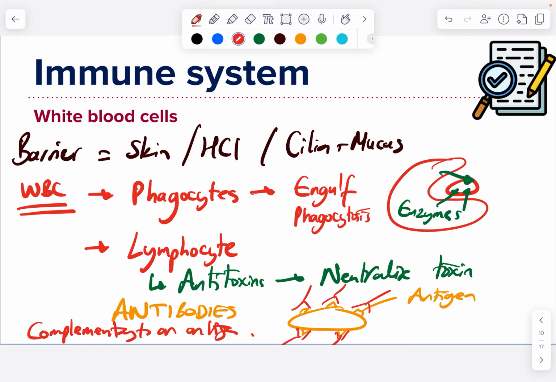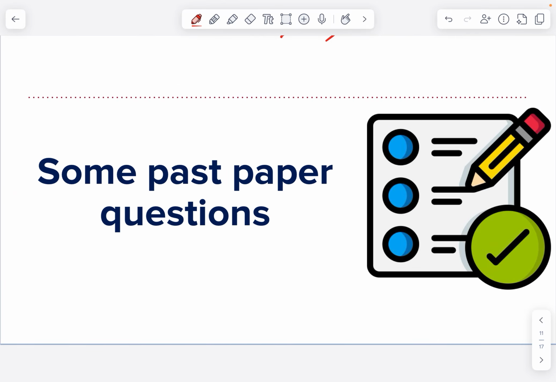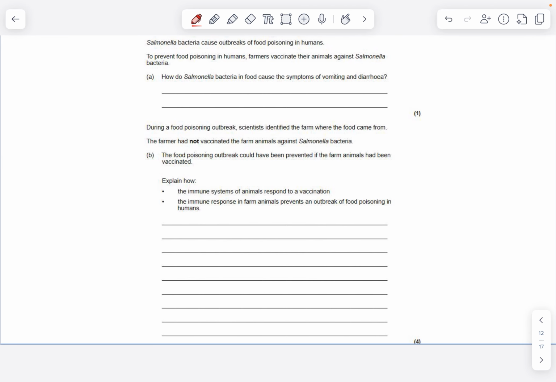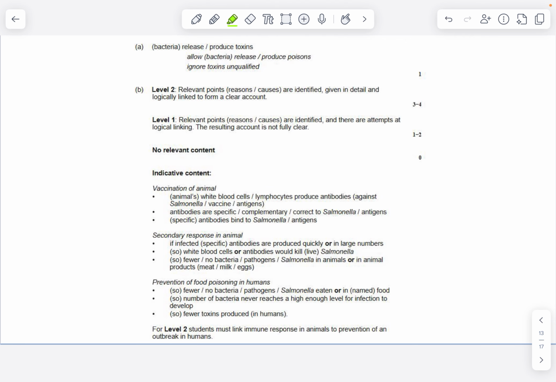Okay, so as per usual, once you've done your knowledge, there are some past paper questions. This is a question which talks about symptoms. And then again, vaccination, which we've not spoken about a huge amount, but vaccination really is talking about your antibodies and your memory cells. So pause that and answer the question. And here's the mark scheme. So you can see lymphocytes, antigens, complementary.